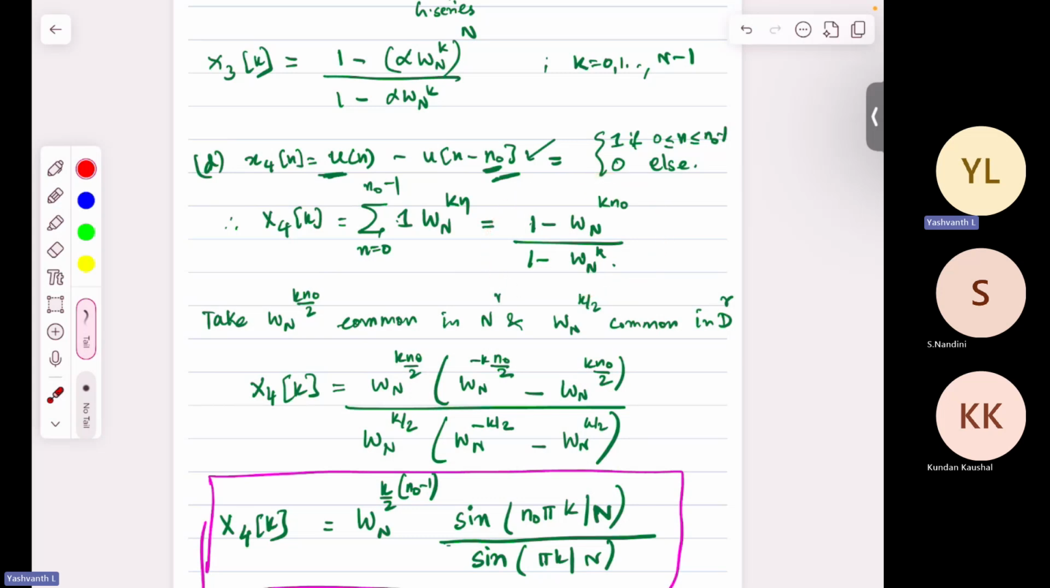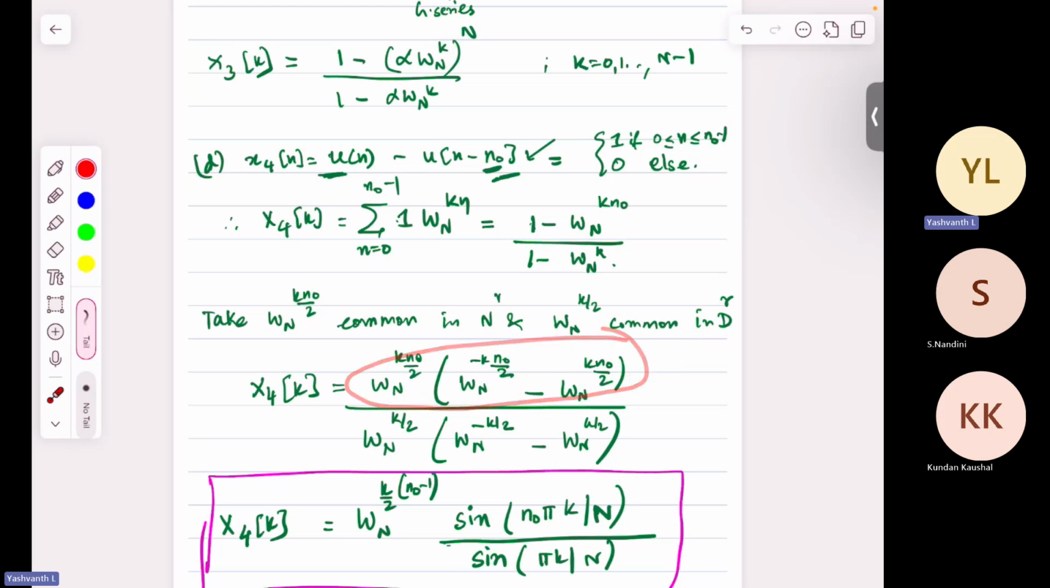Now you can slightly simplify this even more. What I will do is take W_N power k n naught by 2 common in the numerator, and W_N power k by 2 common in the denominator. If I take W_N power k n naught by 2 common in the numerator, I need to multiply the first term with W_N power minus k n naught by 2, so that both of them cancel to give just 1. And the second term will be W_N power plus k n naught by 2, so that when I multiply W_N power k n naught by 2 into W_N power k n naught by 2, I will get W_N power k n naught. That's how the numerator changes.